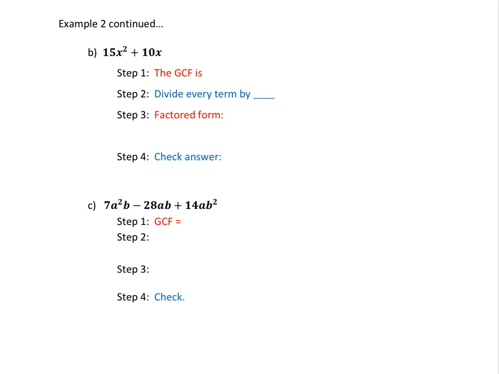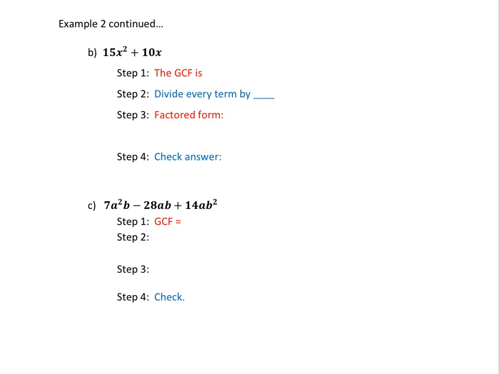Alright, let's look at part B of example 2, where again we have a binomial to factor. The first step is to identify the greatest common factor. There's a little bit of an easier way to do this than listing out all of the factors of every term, and that is to look for the most that both terms can be divided by, and that will make up the greatest common factor.